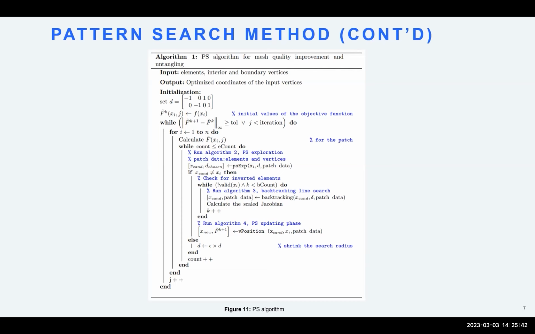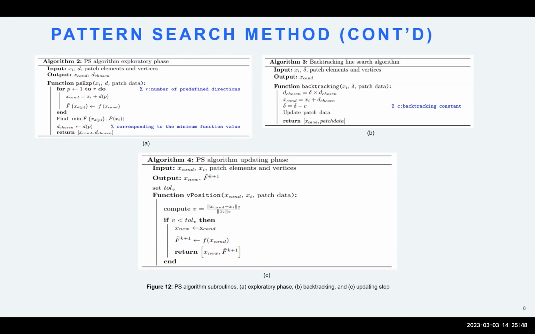How does it do that? With these 3 subroutines. So algorithm 2 is the exploratory phase, forming the pattern, finding the minimum. Backtracking phase is when you move into this new location. As a result of that movement, you have new tangling in the mesh. So you backtrack to address that tangling, address that problem.